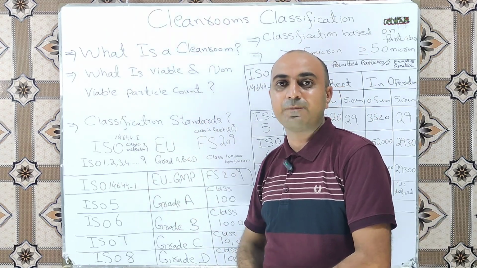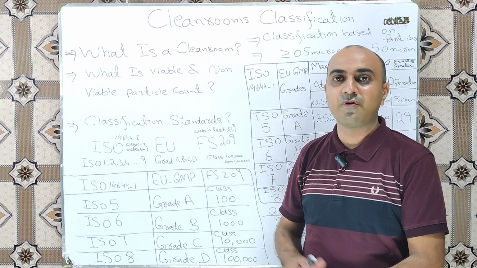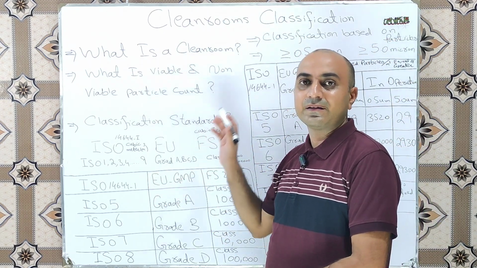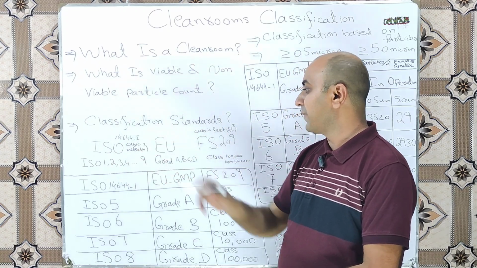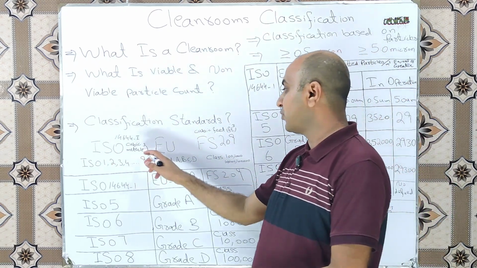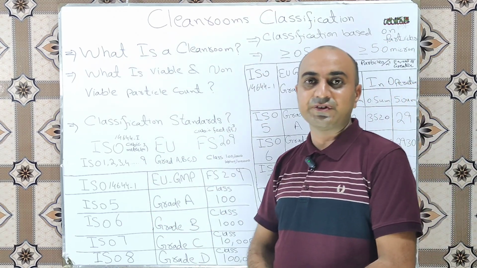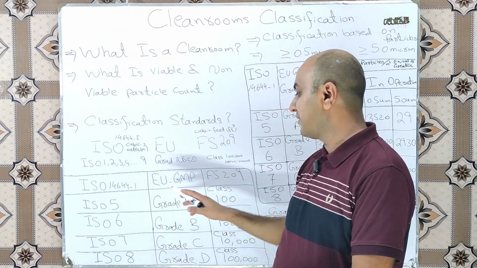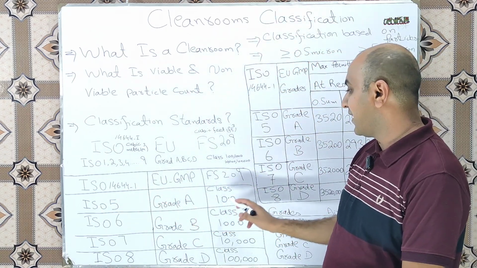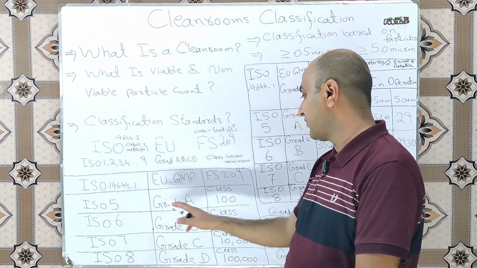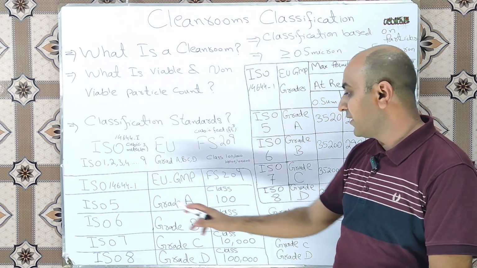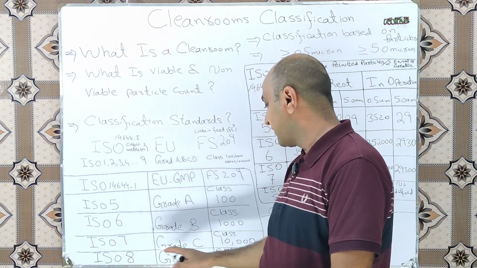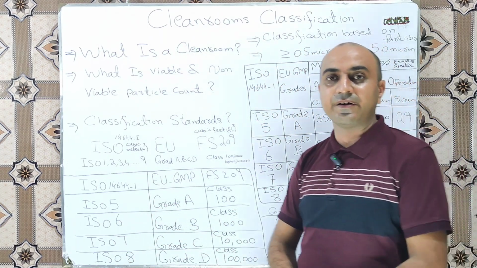Basically in FS 209, particles were measured per cubic feet, but it was replaced by ISO where particles are measured per cubic meter. This table shows the relationship between the classification systems of these three standards. ISO class 5 is equivalent to grade A or FS 209 class 100. In the same way, ISO 6 is equal to grade B or class 1000, ISO 7 is equal to grade C or class 10,000, and ISO class 8 is equal to grade D or class 100,000.